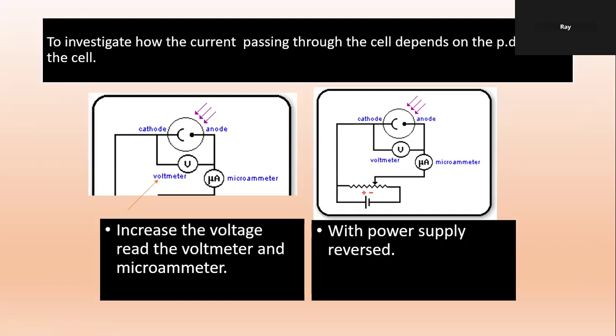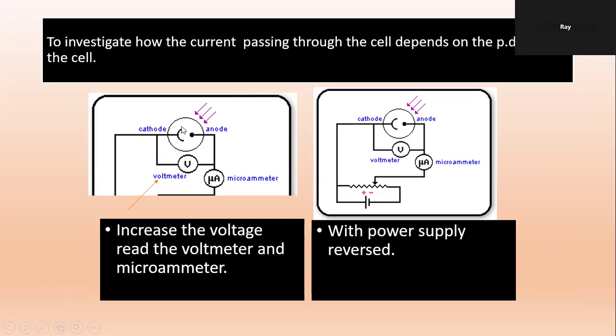Okay, next part is more challenging. This is the first time it comes out. I've been teaching it for years and it never came out, so I've more or less thrown it out. But anyway, review. Investigate how the current passing through a photocell depends on the PD across the cell.